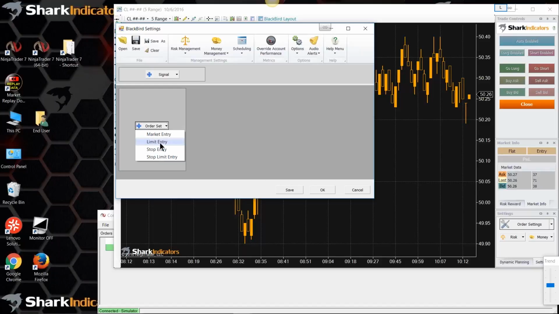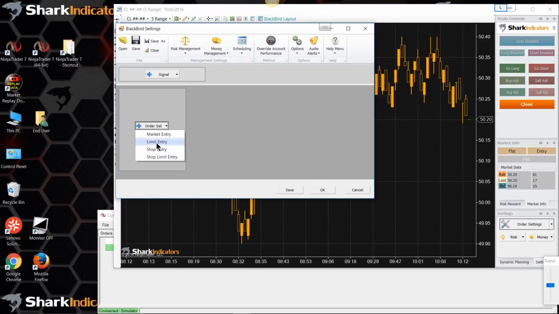So we're going to come up with what we're going to call a smart order entry. Basically, BlackBird will automatically determine if the order needs to be a limit or a stop. Whatever price the indicator tells BlackBird to enter at, BlackBird will decide if it needs to be a stop entry or a limit entry automatically for you. That's one of the updates we're hoping to get done.